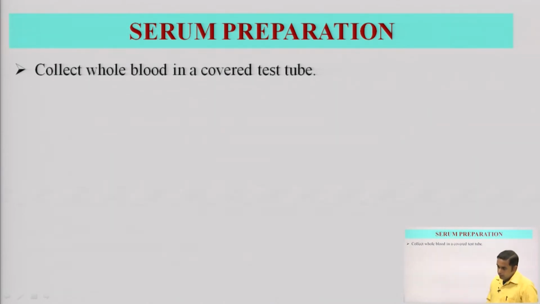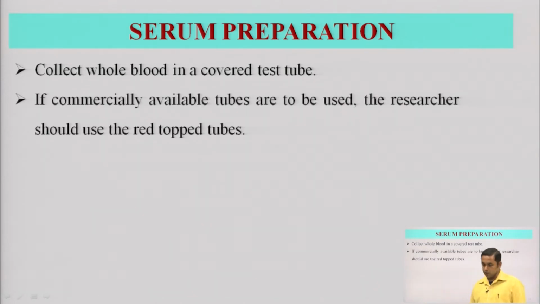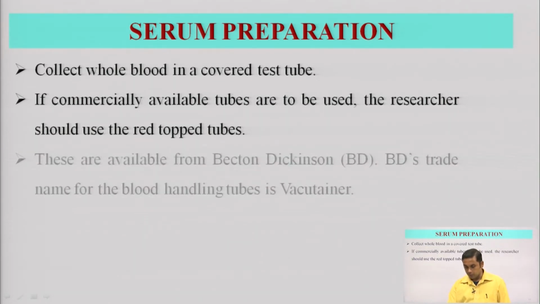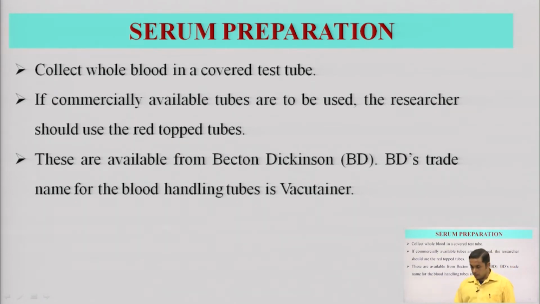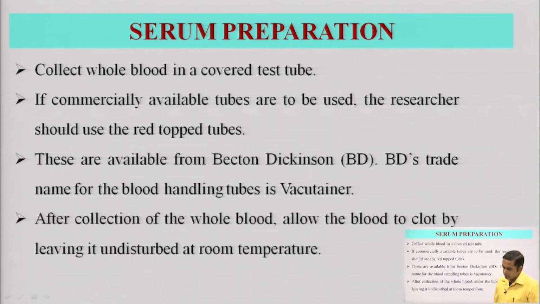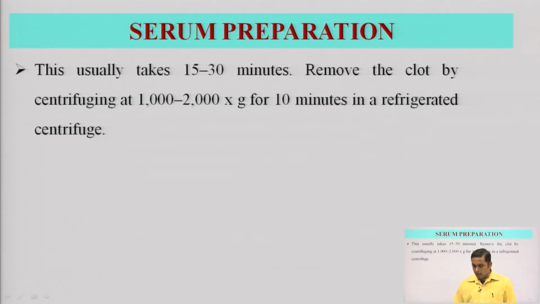Now the thing to understand is serum preparation, where you separate the plasma and serum. How will you prepare it? You have to collect blood in your test tube. If commercially available tubes are used, then researchers should use the red top tube, which I was showing you, and it is available from various companies like BD, who provide these tubes. So, you can use their tube. After collecting the whole blood, allow the blood to clot by leaving it undisturbed at room temperature. When clotting has happened, obviously after that you will do centrifugation.